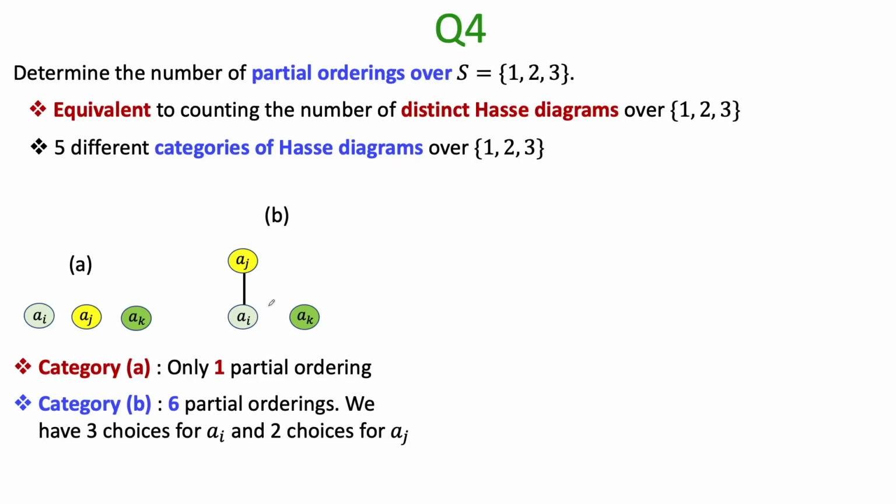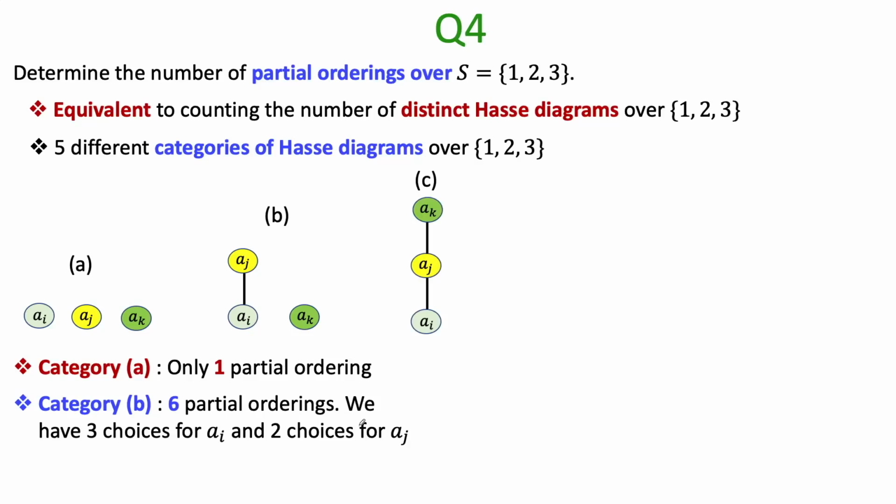depending upon what is your value of AI and what is your value of AJ, because your AI could be either 1 or 2 or 3. If my AI is 1, then that is different from the case when my AI is 2 and so on. So you have 3 choices for the element AI, and once you have decided your AI, you now have 2 choices for AJ, because AJ has to be different from AI. And once you have decided AI and AJ, you don't have any other choice remaining for AK. The third element which is now left has to be AK. So that's why I can have only 6 possible partial orderings in this category.